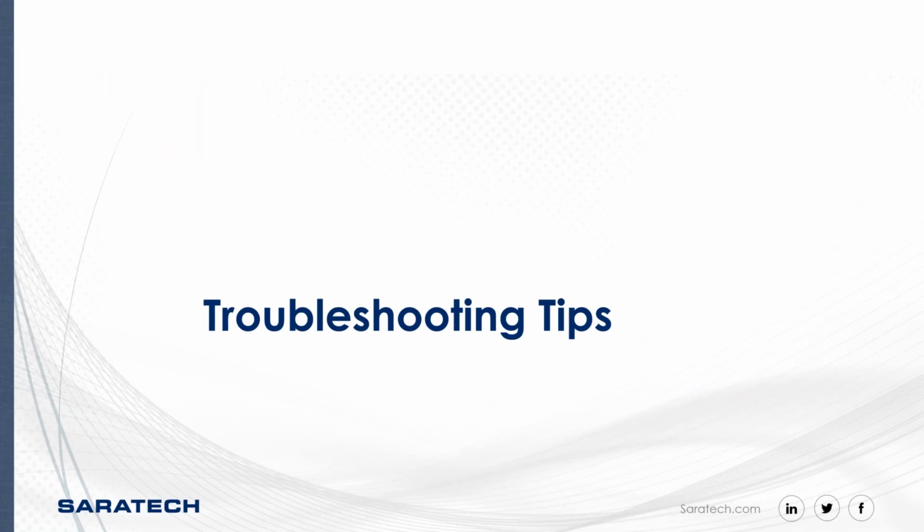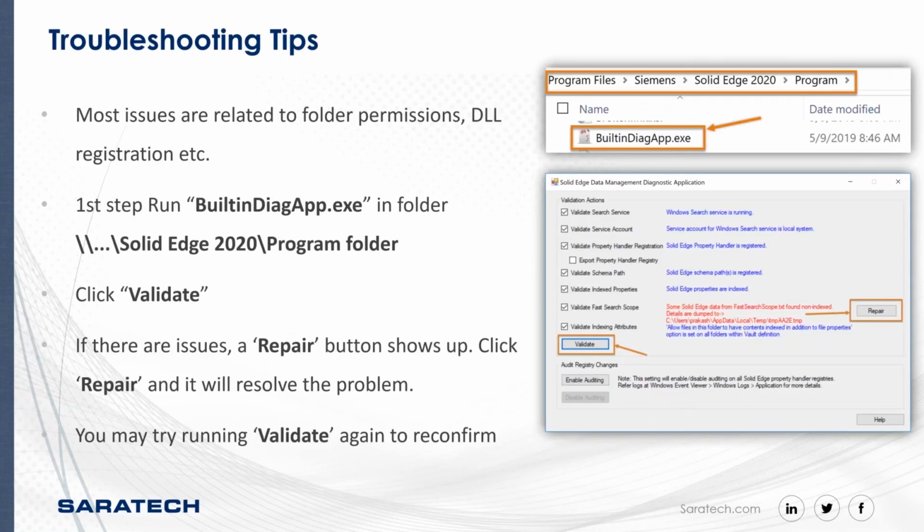There are some troubleshooting tools available to us to make sure that everything's configured correctly. Inside the Program Files, Siemens, Solid Edge folder, the same place that the SEAdmin utility is located, there's a built-in diagapp.exe file. When we run that, it goes through and checks all the different things that are required for the Solid Edge data management.